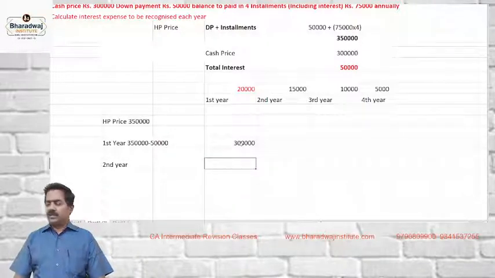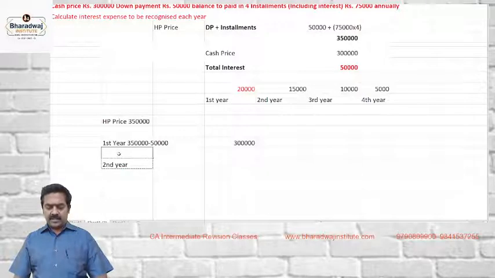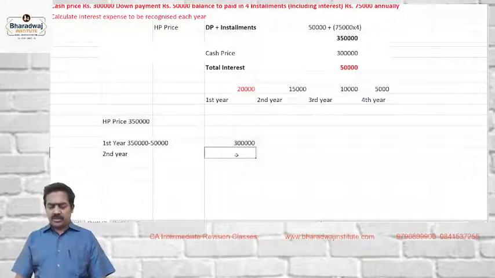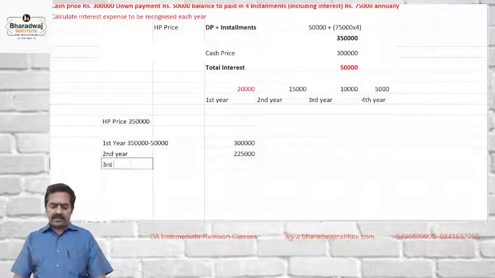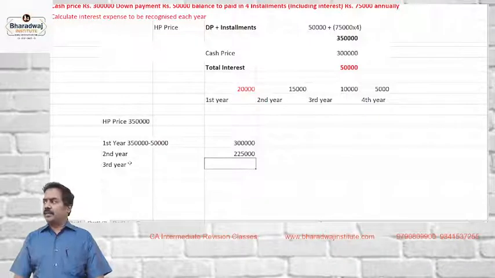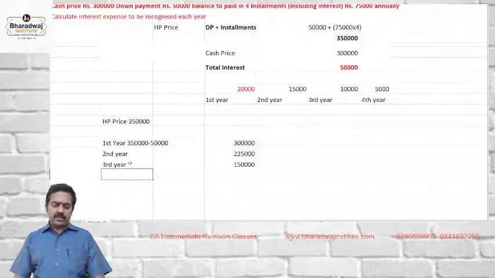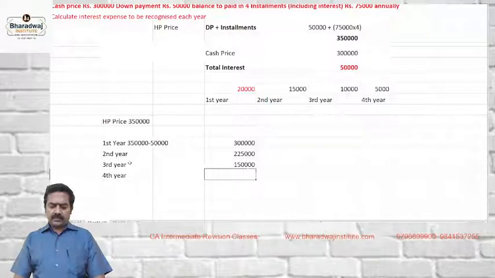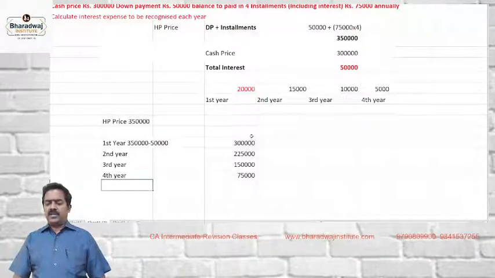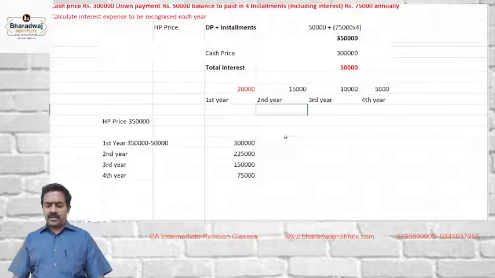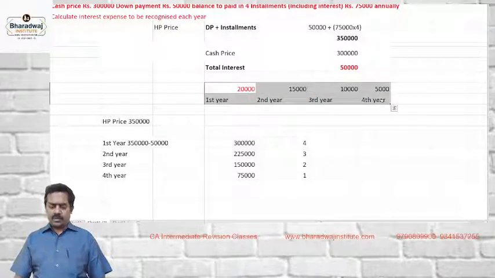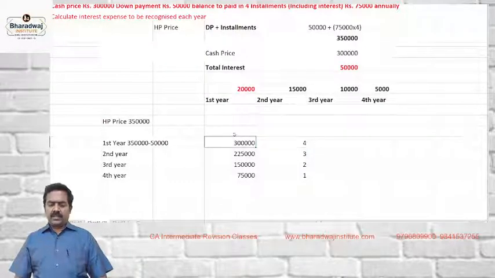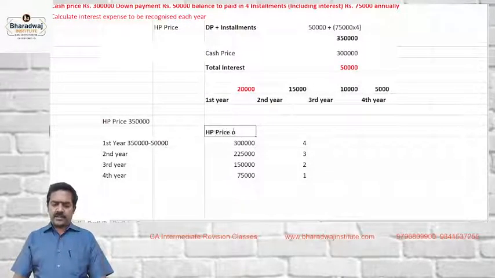Second year, in the first year we would have paid out of this 3 lakhs, how much? The installment paid, 75,000. So what is the balance? 2,25,000. Third year beginning, in this 2,25,000 we would have paid 75,000, so 1,50,000. Fourth year, balance how much will be there? Each year you are paying 75, 75, 75 like that. If you make out a ratio, it will be 4:3:2:1. This is like the hire purchase price outstanding.